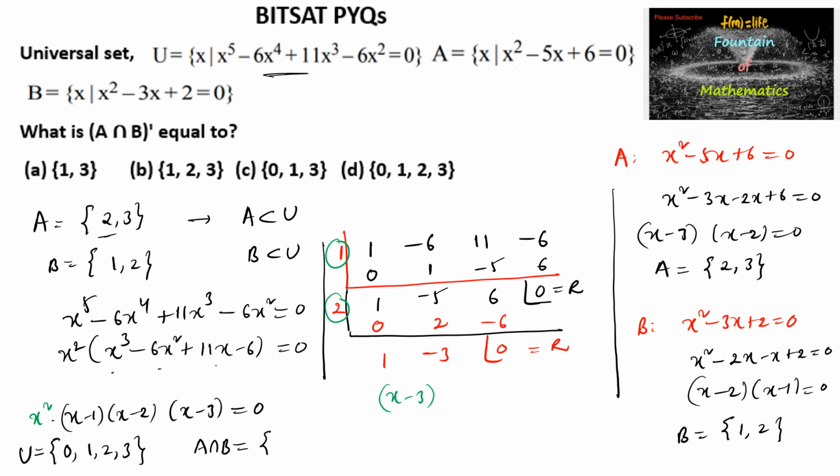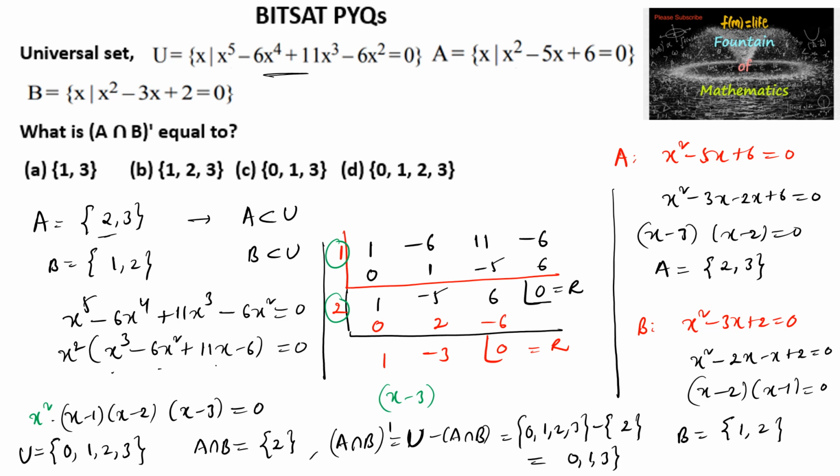A intersection B is equal to {2}, since only 2 is common, and then (A intersection B) whole complement is equal to mu, the universal set, minus A intersection B. So the universal set here is {0, 1, 2, 3}, minus the set A intersection B, which is {2}, so we'll be getting the answer as {0, 1, 3}. So {0, 1, 3} is option C. Option C is the answer.